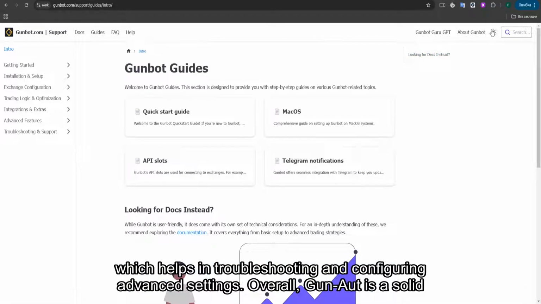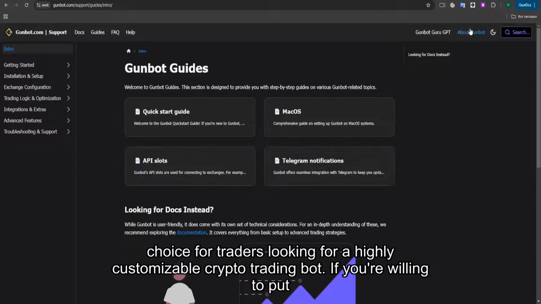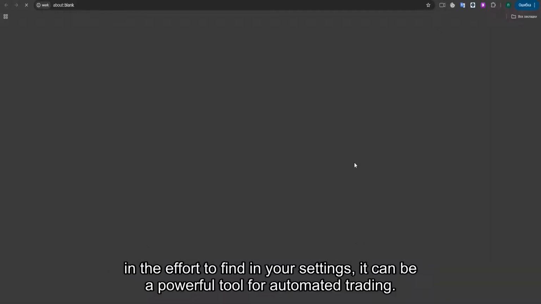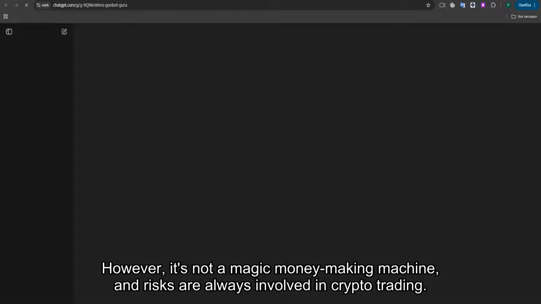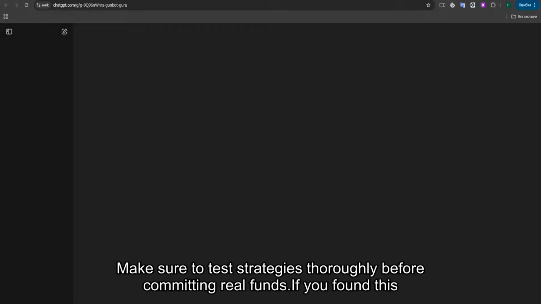Overall, Gunbot is a solid choice for traders looking for a highly customizable crypto trading bot. If you're willing to put in the effort to fine-tune your settings, it can be a powerful tool for automated trading. However, it's not a magic money-making machine, and risks are always involved in crypto trading. Make sure to test strategies thoroughly before committing real funds.